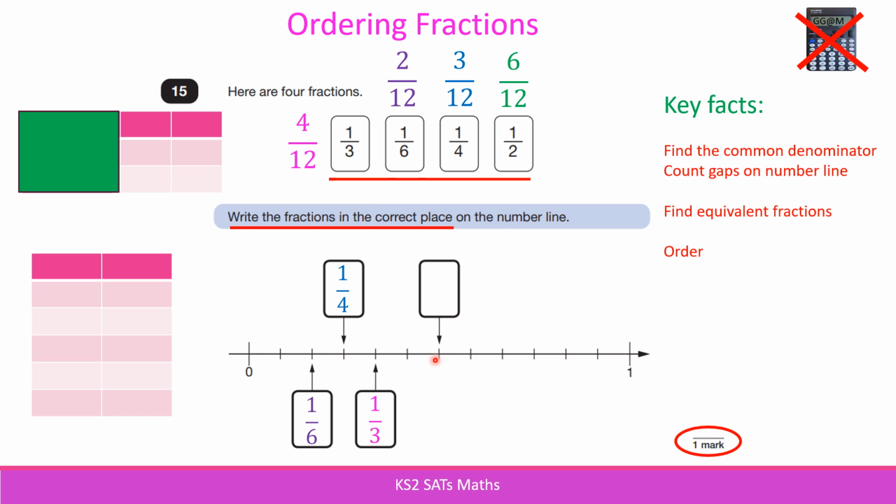And the last one is in the middle. 1, 2, 3, 4, 5, 6, exactly in the middle. So there's 6 on each side. So exactly in the middle is 1/2, and that is the number here. You need to get all 4 of these correct to get the 1 mark in the exam. So they must all be in the correct position to be able to get the mark in the exam.